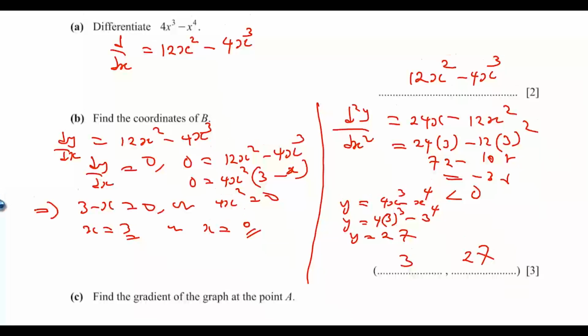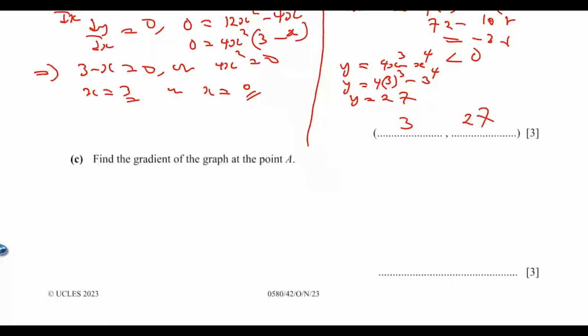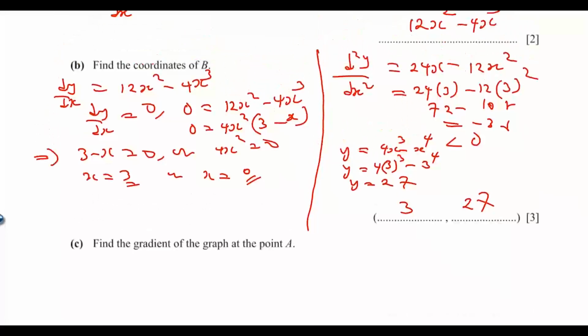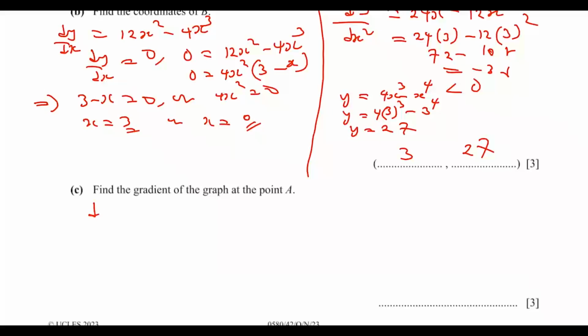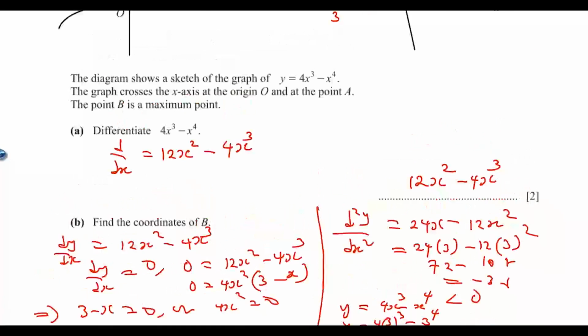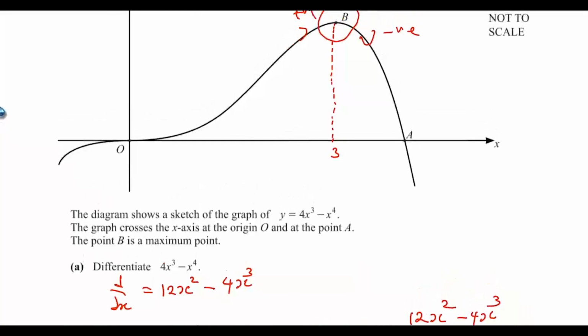So let's go to the next question. That will be part C. Find the gradient of the graph at point A. The gradient of a graph is the first derivative, dy/dx, which equals 12x squared minus 4x cubed. So we need to get the value of x at point A. If you scroll up, at point A the value of x should be greater than 3.